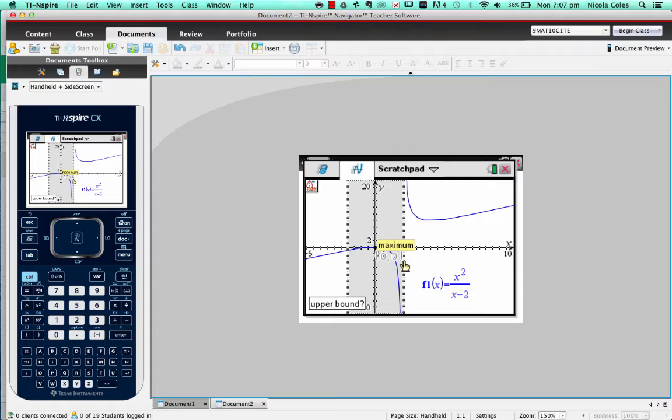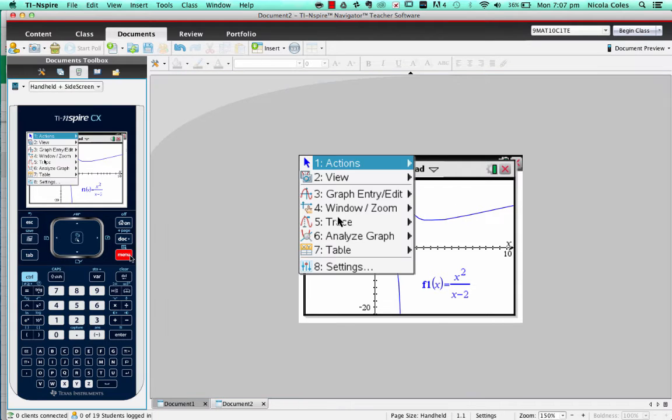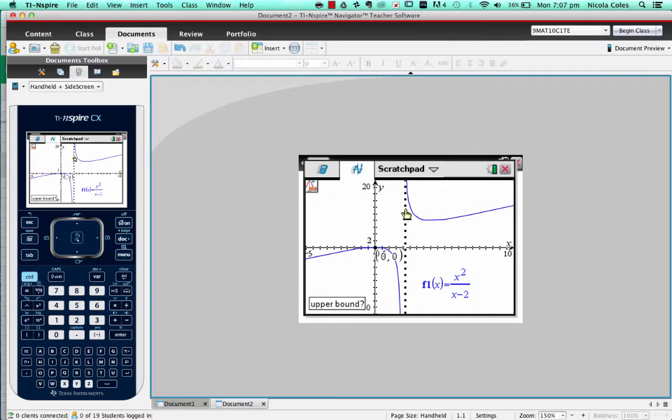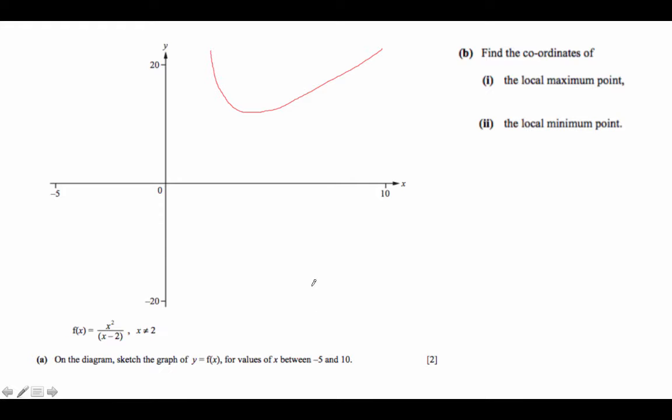So the maximum is at 0, 0. And then the local minimum point is here because it gets smaller and smaller and smaller, and then turns round. So menu, analyze graph, find minimum. Between here and here, would it be at 4 and 8? So when you sketch your graph, it's got to look like it's got a maximum at 0, 0 and a minimum at approximately 4, 8.